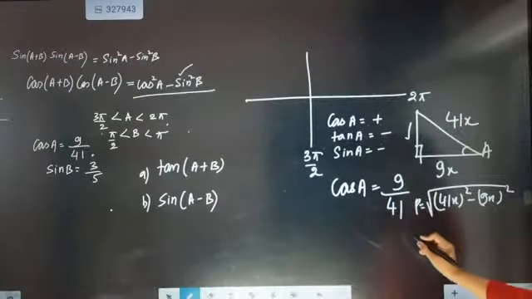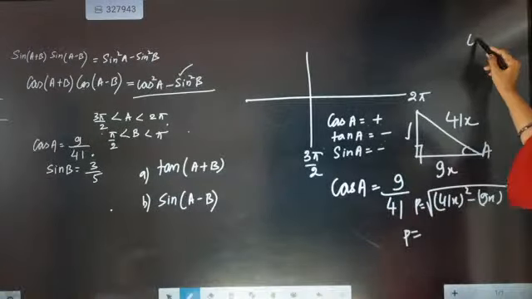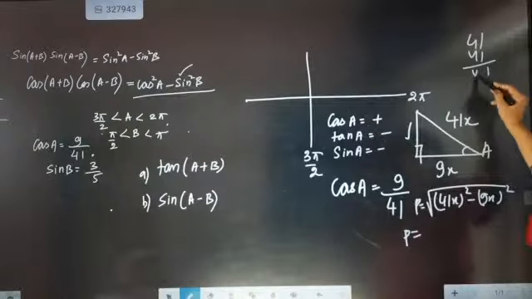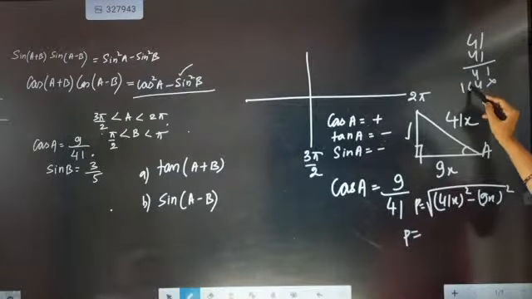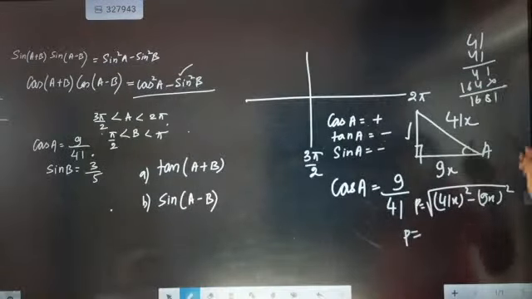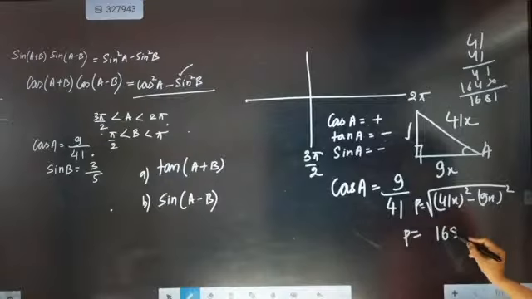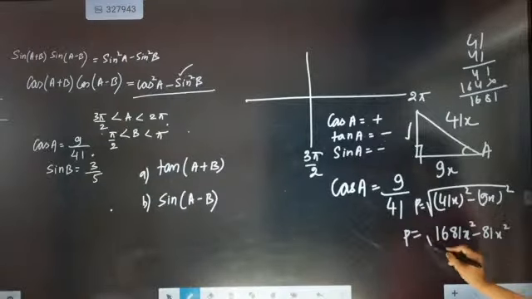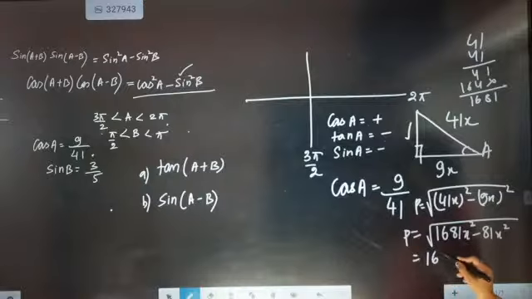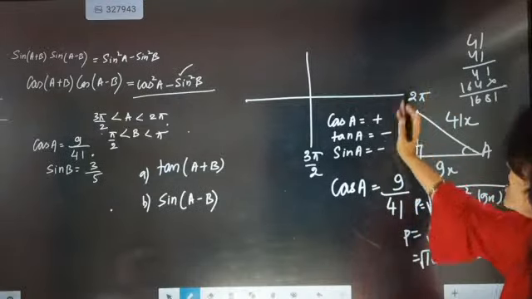Now look here, beta. P will be equal to 41 squared. 1 ones are 1, 1 fours are 4, 4 ones are 4, 4 fours are 16. So 1681 is there. So now here 1681x square minus 81x square. How much will it come, beta? It will come 1600x square, so it will come 40x. So 100% perpendicular is coming as 40x.